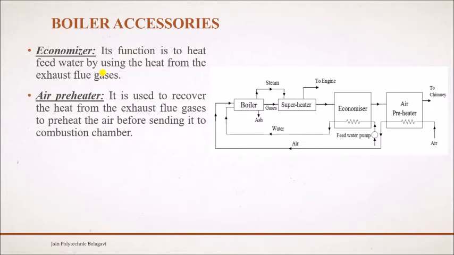Next, air preheater. So what is this air preheater? It is used to recover the heat from the exhaust flue gases to preheat the air before it is sent to the combustion chamber. To burn the coal, air is required. Just before sending it, we preheat it. That preheating is done by utilizing the heat from the exhaust flue gases which are going to the atmosphere. When the air is preheated, it has some initial temperature, and the combustion of the coal takes place very efficiently. For that reason, the air preheater is used.